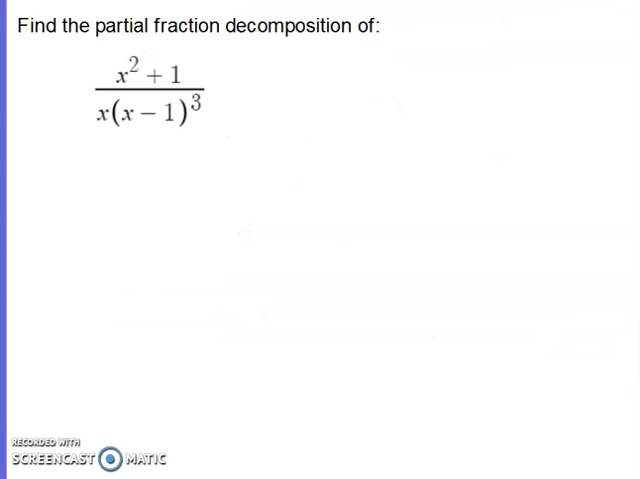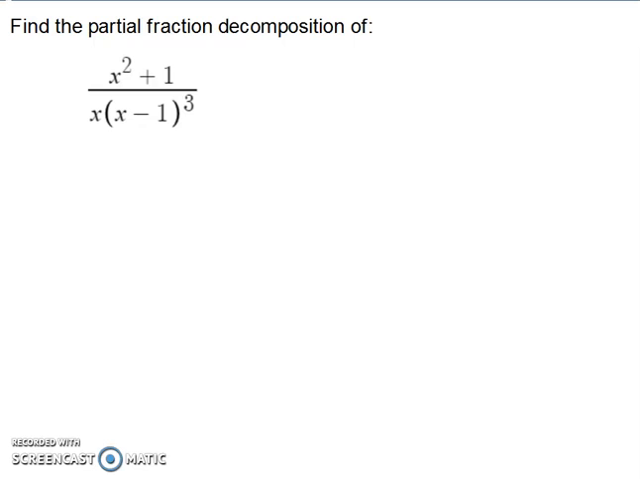For our last example, this one does change a little bit because we have a factor of a multiple greater than 1. So I must make sure to write this as a sum of all factors. So my first denominator is x. My second denominator would be x minus 1. My third denominator would be x minus 1 to the second. And my fourth denominator would be x minus 1 to the third. So I've accounted for all powers of that x minus 1.